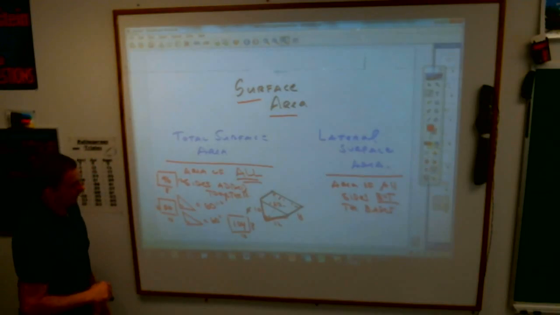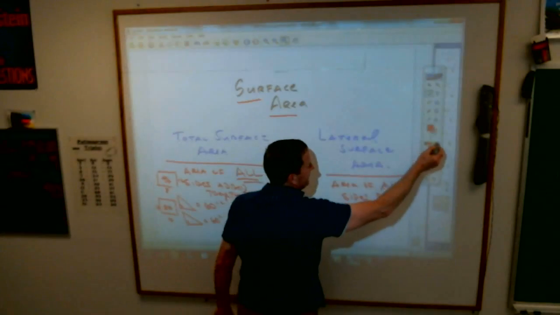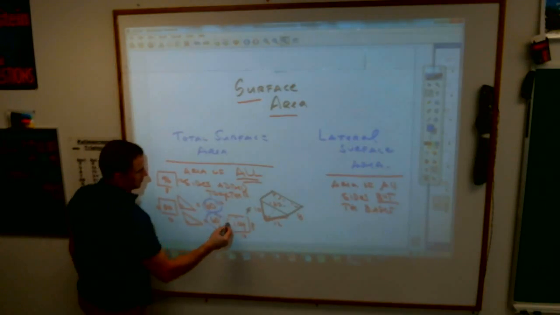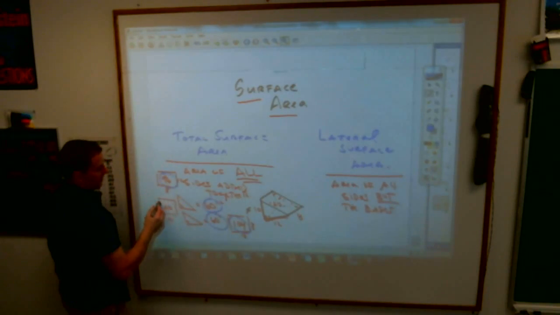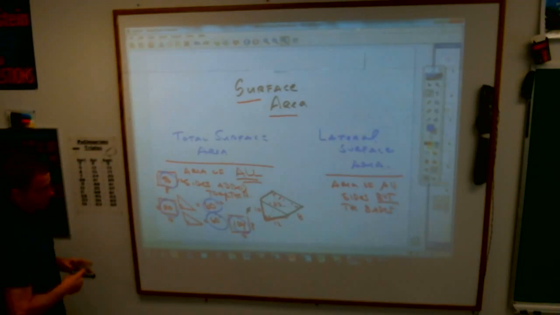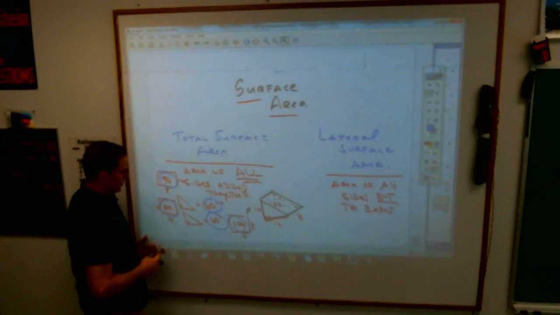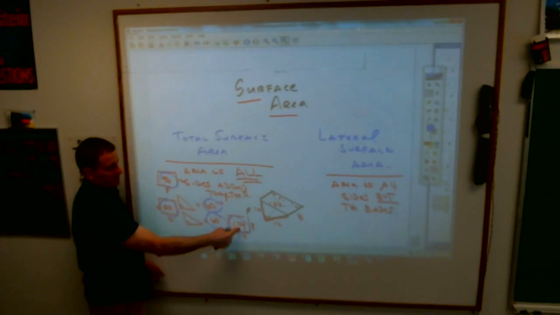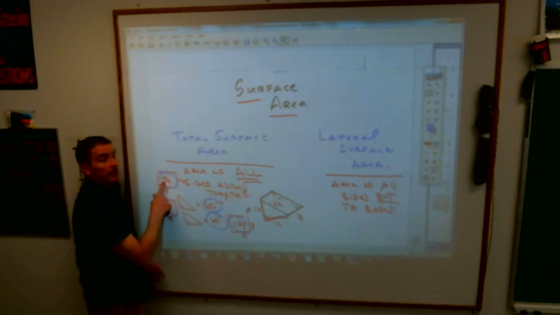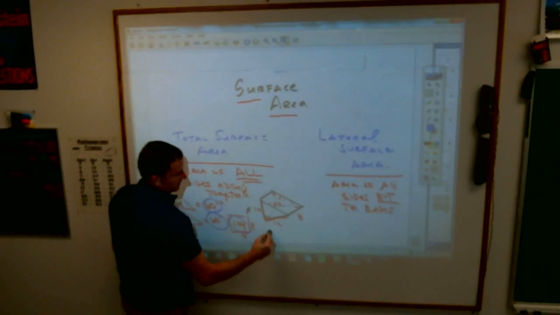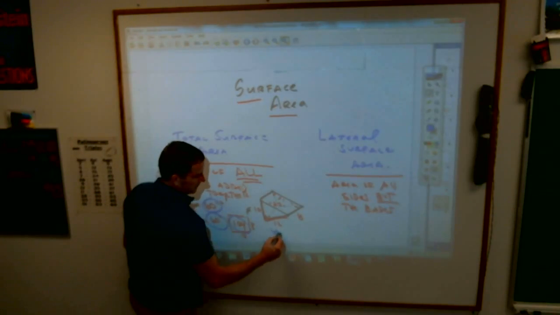So the total surface area is going to be 60 plus 60 plus 104 plus 96 plus 80 all added together. Oh look, 120 plus 80 is 200. 200 plus 104 is 304. 304 plus 96 is 400 inches squared.